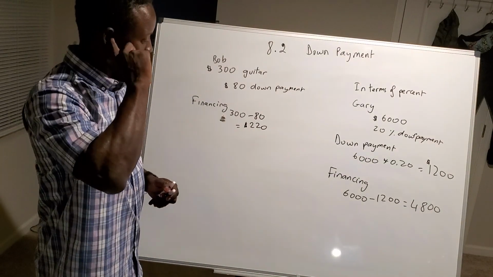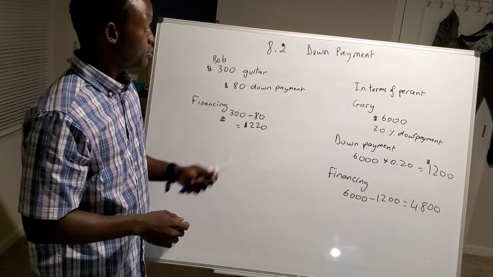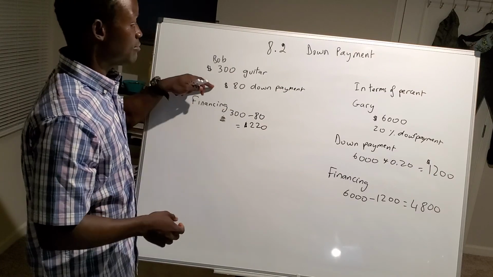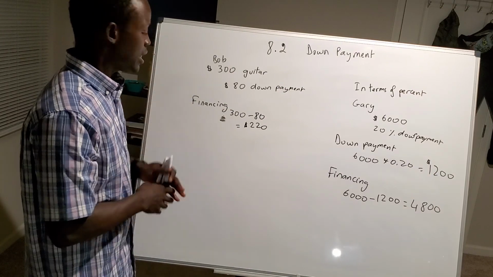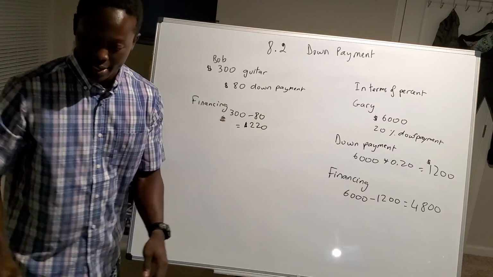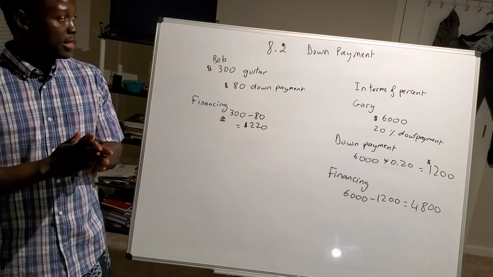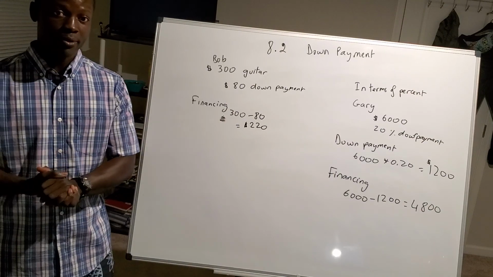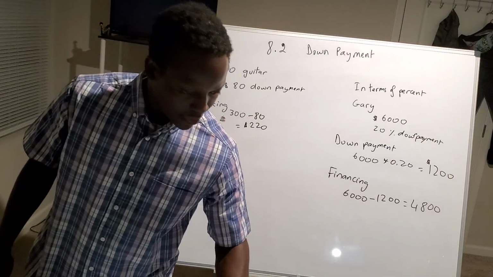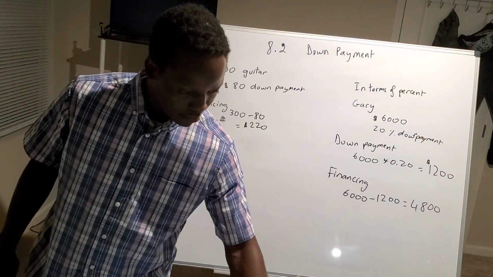All right. Okay, so that's all you need to know for this section. If the down payment is given as an amount, this is how you do it. If the down payment is given as a percentage, this is how you do it. All right, so we'll go down to the last one, which is 8.1, which is simple interest, right? Simple interest. So let's do that.